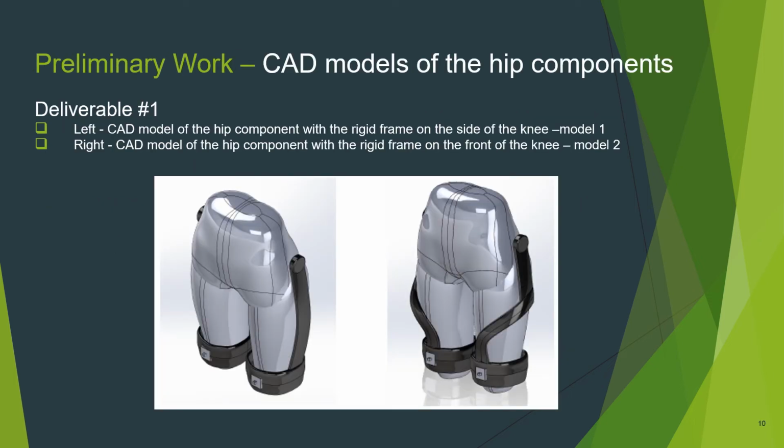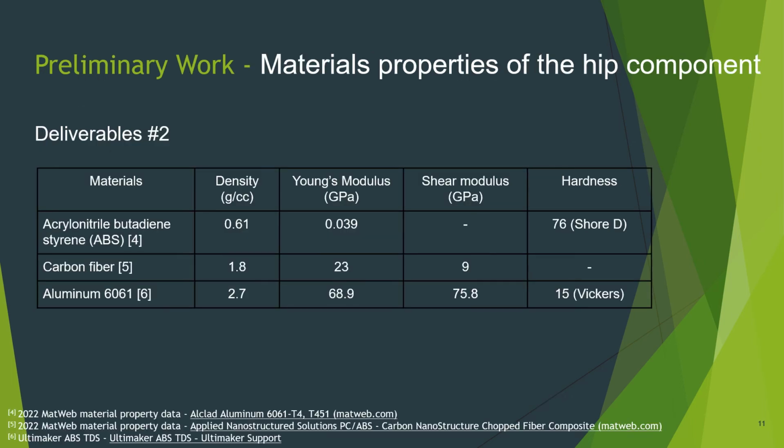For preliminary work, CAD models of the hip components were created. On the left is the CAD model of the hip component with the rigid frame on the side of the knee, and on the right, a CAD model of the hip component with the rigid frame on the front of the knee. The materials considered for this project are ABS, carbon fiber, and aluminum, and their properties are listed in the table.